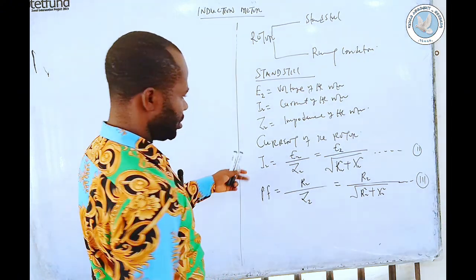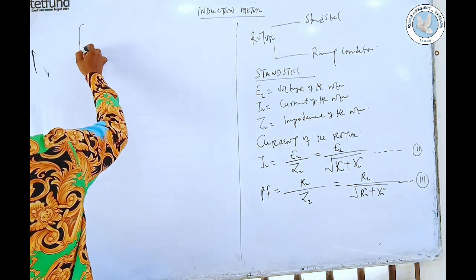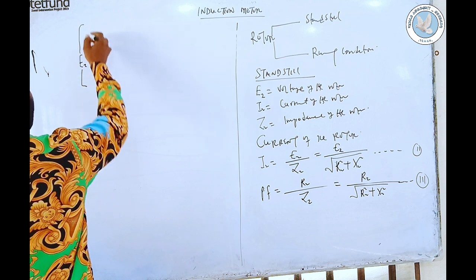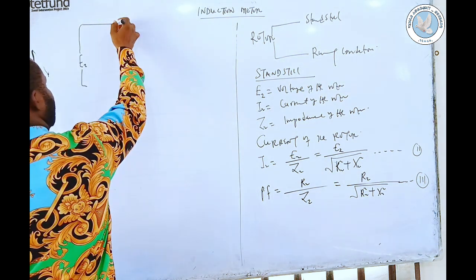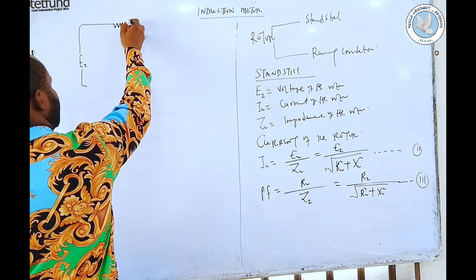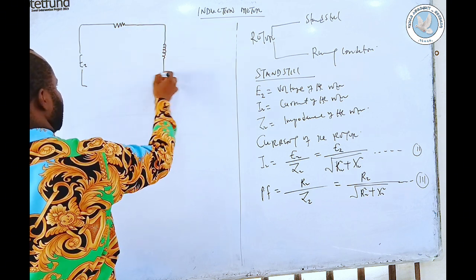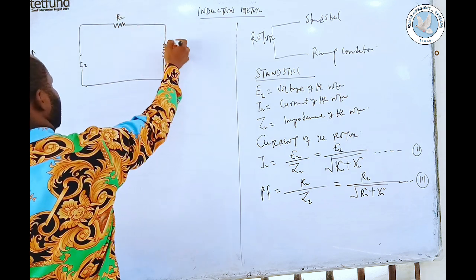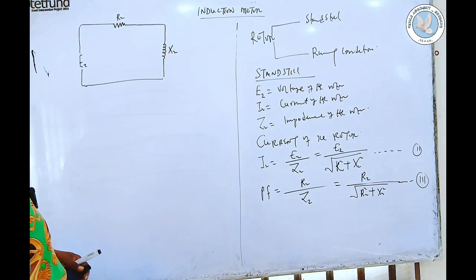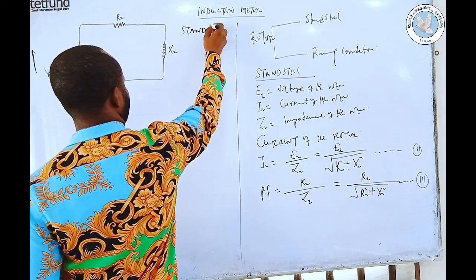We have seen the current and the power factor. So this comes from this circuit. You can look at this as being the voltage of the rotor. This can give us the resistance and we have the reactance. So this is R2 and X2 at standstill.